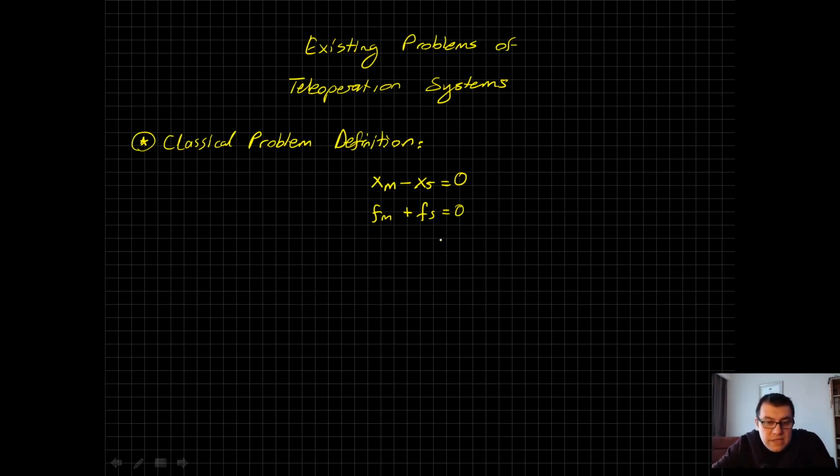So because of this change of sign, the master side force plus the slave side force should be equal to 0. That means that the slave side force should be equal in magnitude to the master side force with changing sign, with an alternative sign. Well, that's the classical definition of the problem.